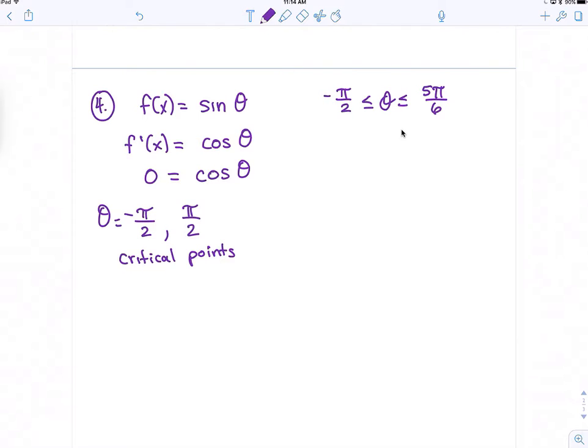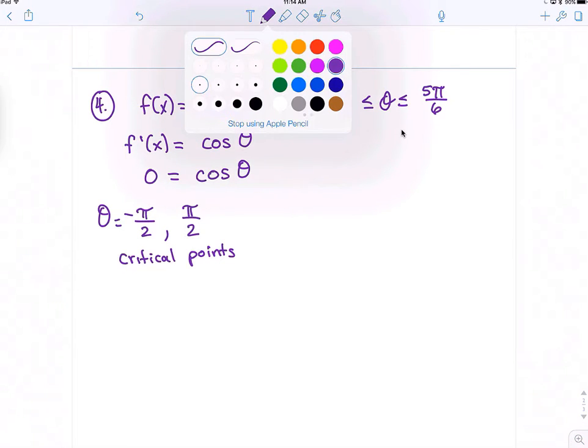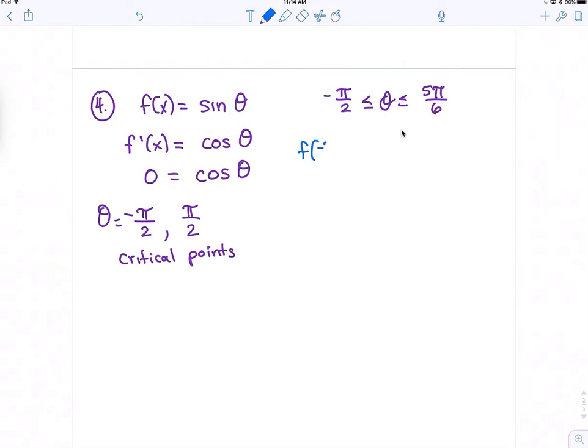Then we want to evaluate at our critical points. So we evaluate f at -pi/2. This is a critical point. Then we want to evaluate f at +pi/2. That's the other critical point. And what about our endpoint? Our endpoints are -pi/2, but we don't have to do it again because we'll already know the value for that. But we do need to account for this one since we haven't done it yet. So let's do 5pi/6.